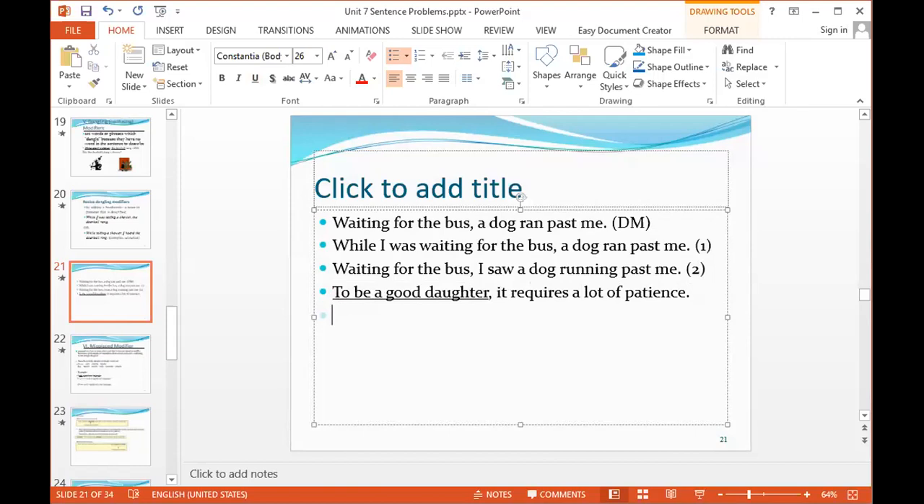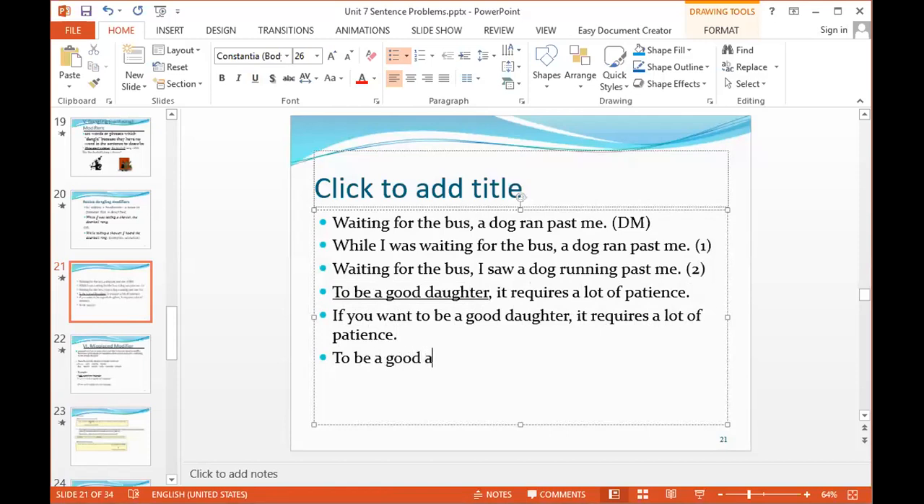Change the dangling part to make it complete, to make it a very good, correct one. So, if you want to be a good doctor, it requires a lot of patience. Okay, this is the first way. The first way. Second way, change the second sentence.